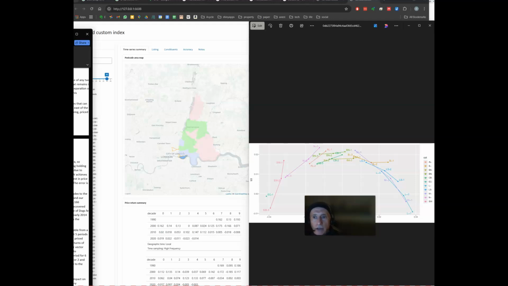So I hope I've given a flavour of the stack of models and how they can be applied, how they could be of practical use both to equity holders and to lenders on residential property.